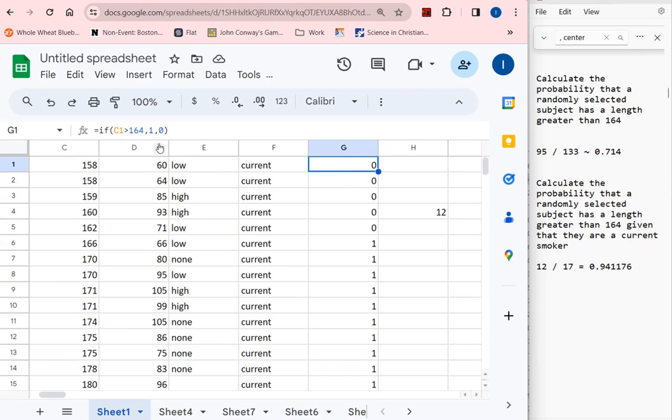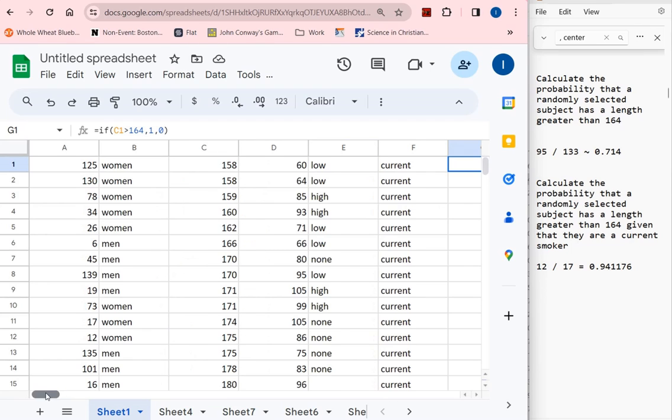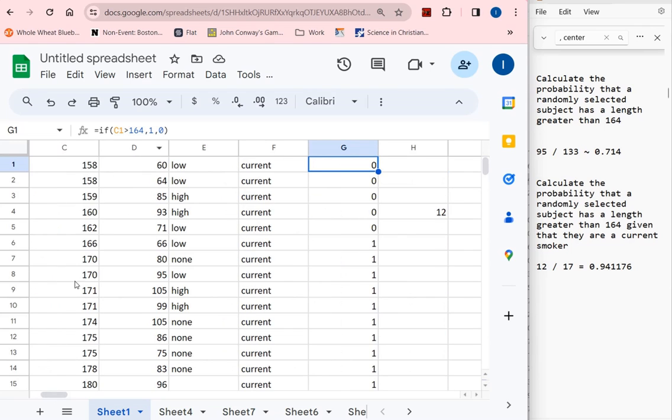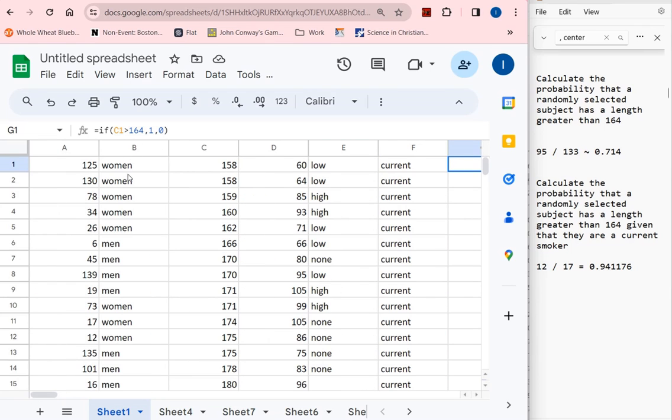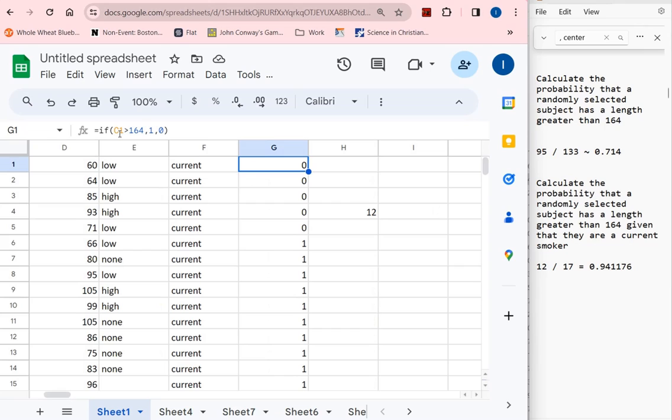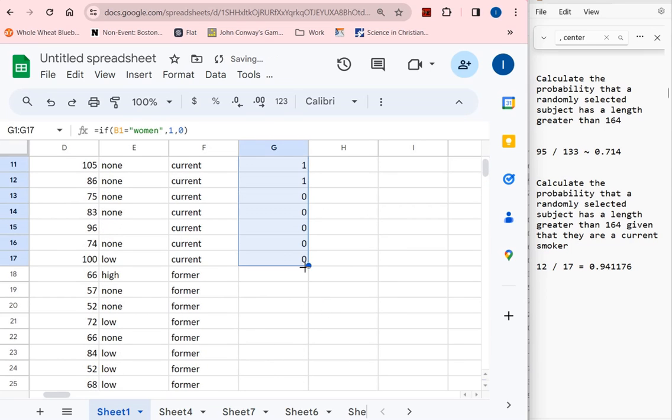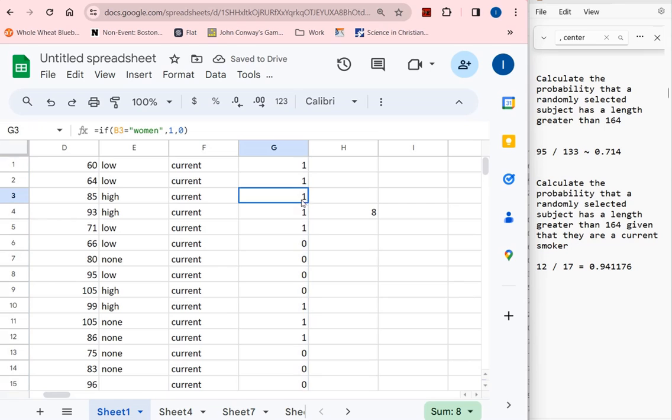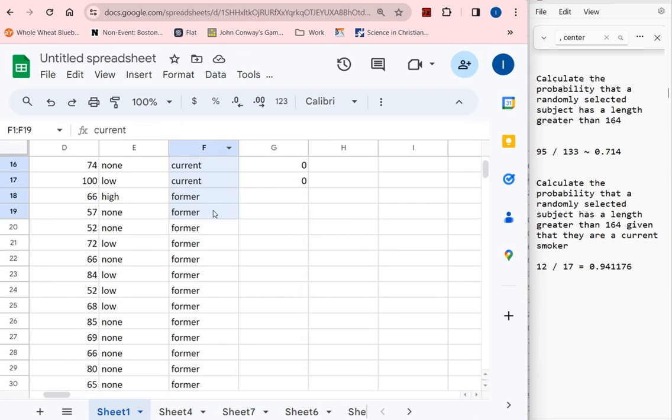You can do the same thing if it's words over here. For this conditional, let's say we wanted to count, do I have another variable? Yeah, if they're women. B1, that's my column that has the word women and men, you can check to see if it is a certain word. If B1 equals women, check the case on that though. Yeah, it's all lowercase. If it's women, put a 1. If it's not, put a 0. And then click and drag that formula, and that just counted up ones and zeros, ones being women, zeros being men. So there were 8 women out of all the current smokers.